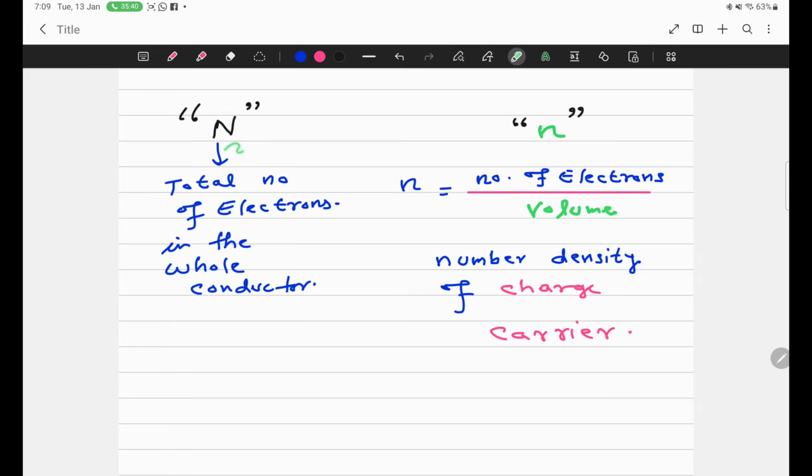G Simra, what is the difference between capital N and small n? Huh?